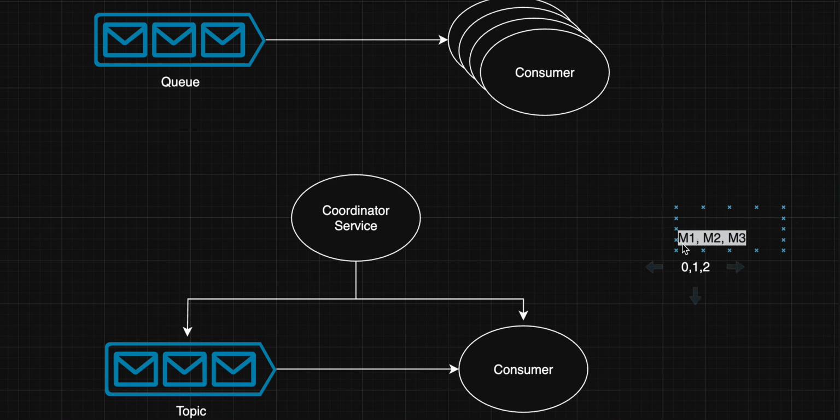So let's suppose M1 and M2 are consumed by the consumer, and the consumer goes down. This coordinator service will know: okay, you have consumed till 1, now I'll start giving you messages from 2. This is how it works, because the message is not deleted. In the topic, the message is always there.